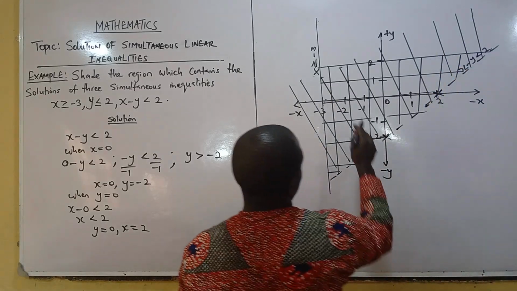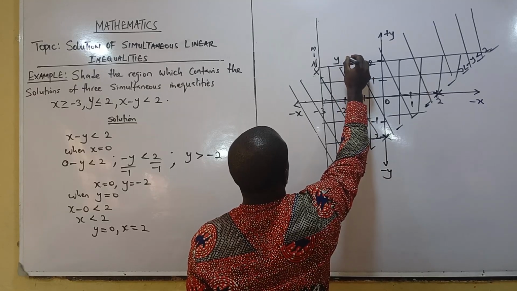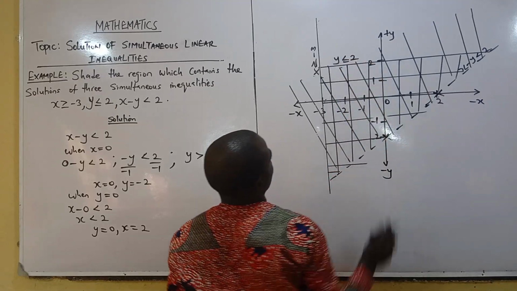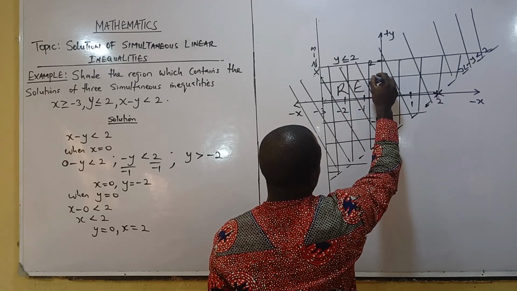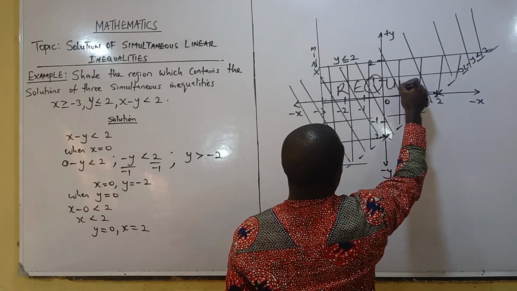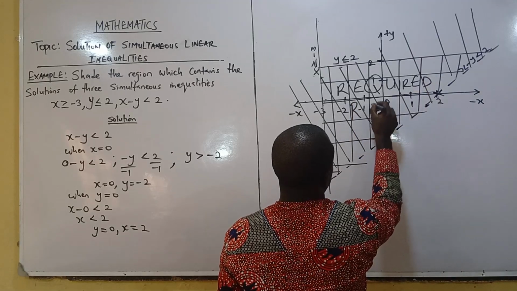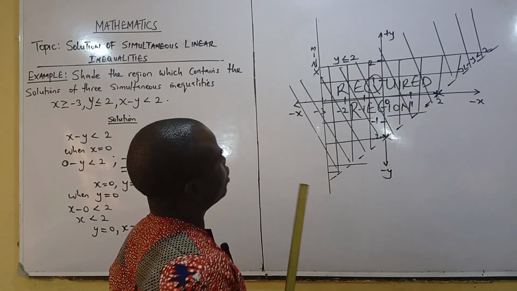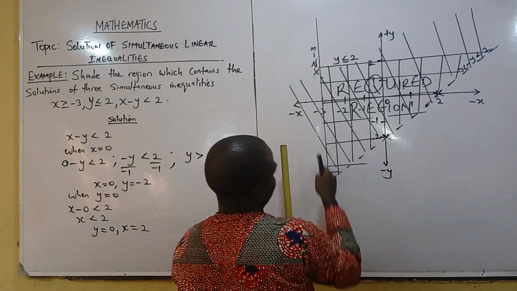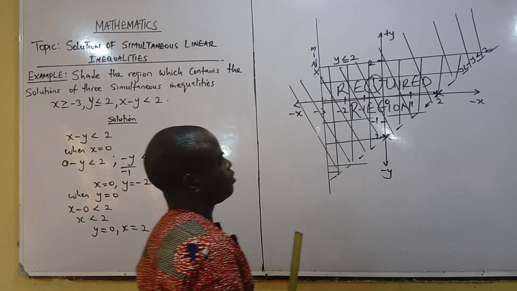Okay, you can see that this triangle is y less or equals to 2. This is the required region. Required region. Okay, where this triangle, where all the three lines intersect.